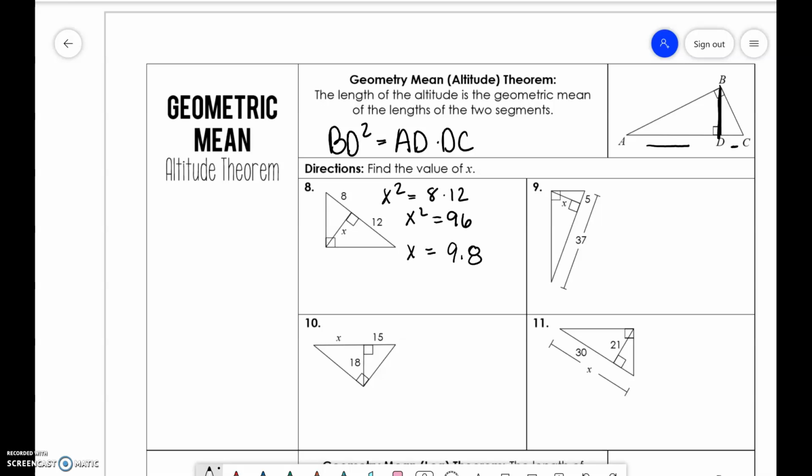9.8. Okay, so we need to figure out what this other side is. 37 minus 5 is 32. So x squared is equal to 5 times 32. So we get 12.6.